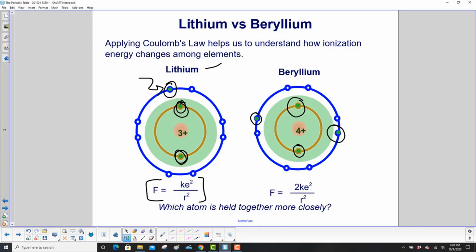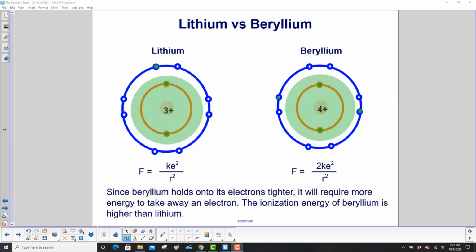For beryllium, again, you have the 2 shielding electrons here, but you have 4 protons. So you have a charge of 2, right? Basically 2 positive charges acting on your beryllium valence electrons. So the force on each of beryllium's electrons is 2 ke squared over r squared. Which atom is held together more closely? Since beryllium holds on to its electrons tighter, it holds them more closely. So it will require more energy to take away an electron. The ionization energy of beryllium is higher than lithium.